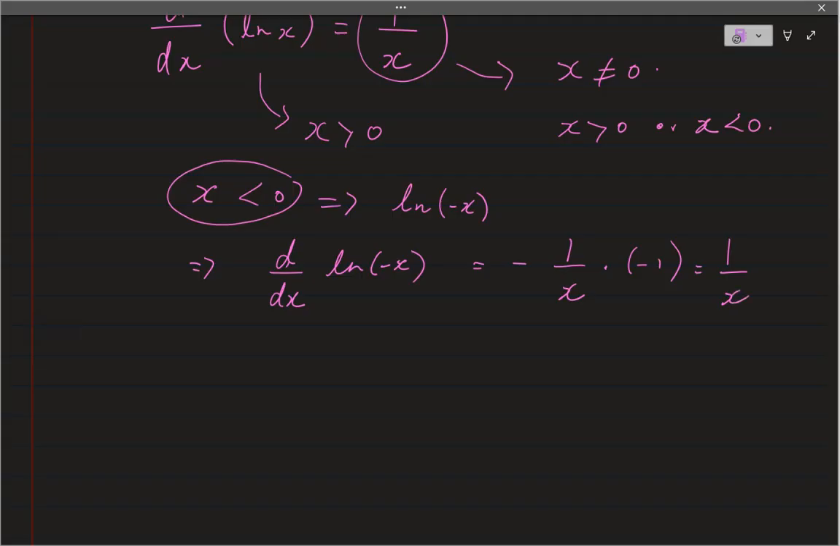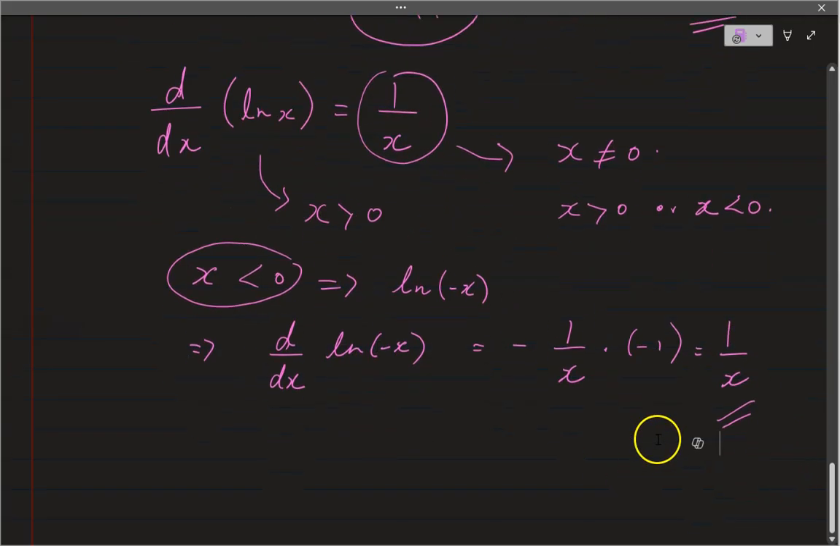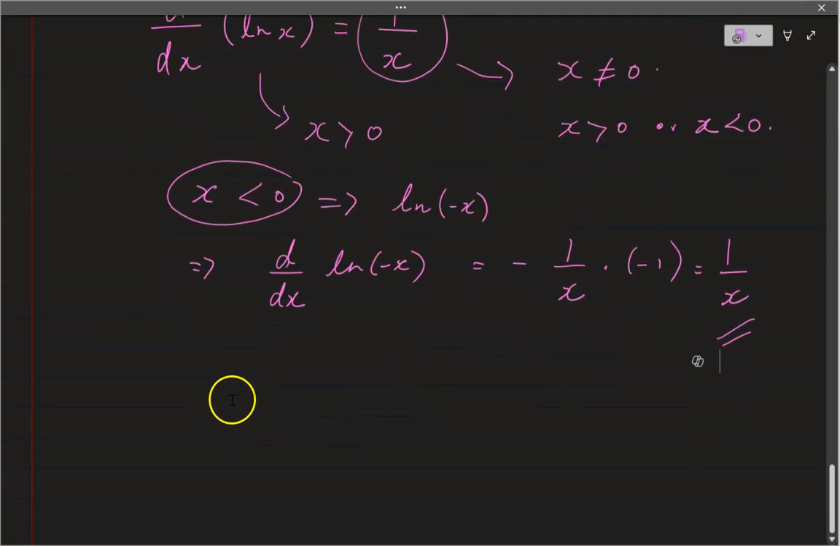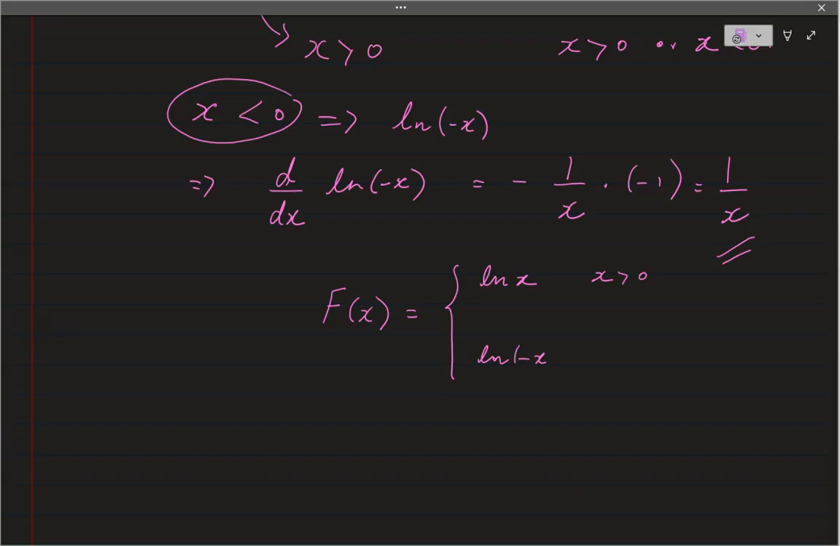Okay, so now notice that both of these, ln of negative x and ln of x, are giving you the same derivative, 1 over x. So here is what we need to do. We need to put them together now, and to do that, we're going to set it up as a piecewise function. So this is what you do. The original function, the antiderivative, let's call it F of x, is equal to two of them: ln of x when x is greater than 0, or ln of negative x when x is less than 0.